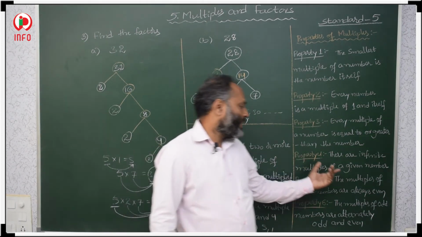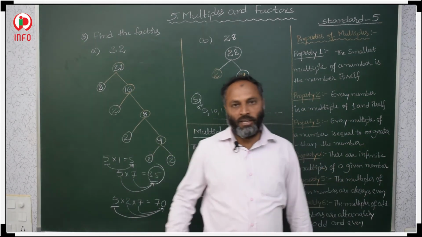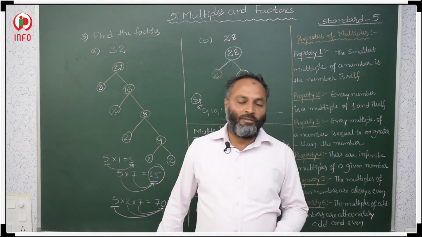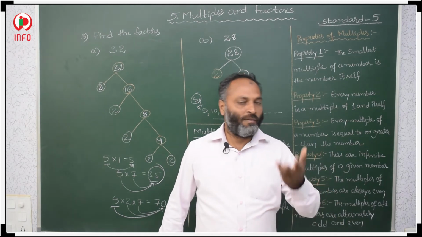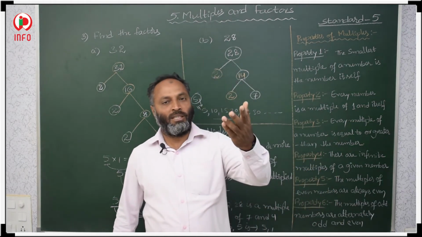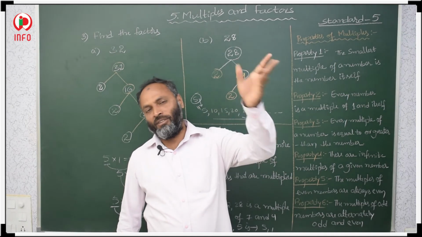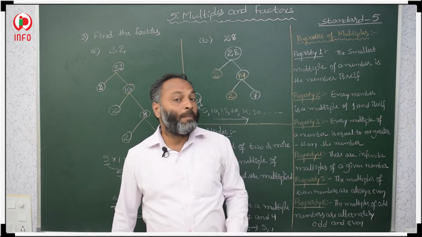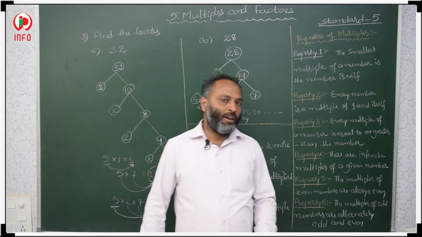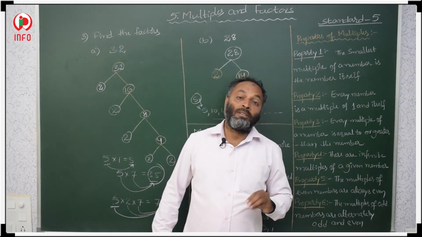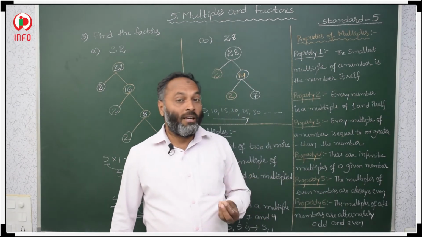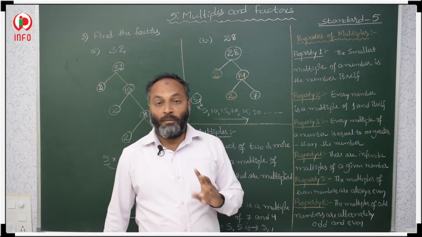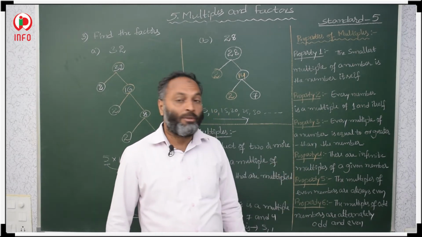Next, the fourth property: there are infinite multiples of a given number. How many multiples are there for 5? 5 tens are 50, 5 elevens are also there, 5 twelves, 5 thirteens, 5 fourteens, 5 sixteens, 5 seventeens, 5 twenties, 5 hundreds, 5 two hundreds. Infinite multiples are there. Like in other tables, all non-zero numbers have infinite multiples. This is the fourth property.